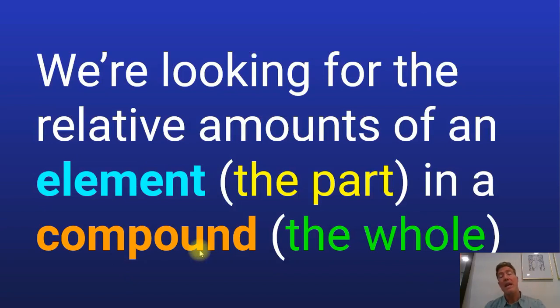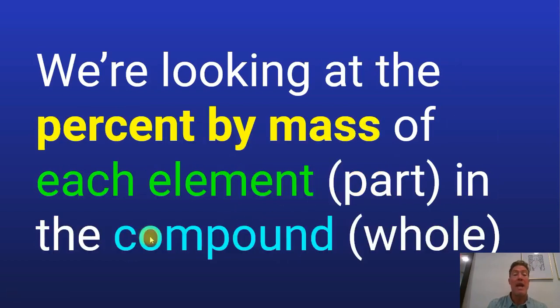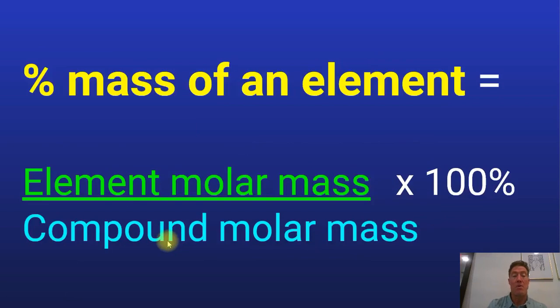Well, in the case of elements and compounds, we're looking for the relative amount of an element, that's the part, in the whole compound. And we're looking at percent by mass, percent by weight of each element in the whole compound. So if the question asks us to find the percent mass of an element, we're going to take the molar mass of the element, that's the part, over the molar mass of the whole compound, and then multiply that by 100%.